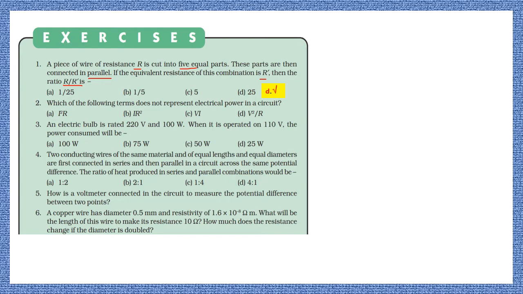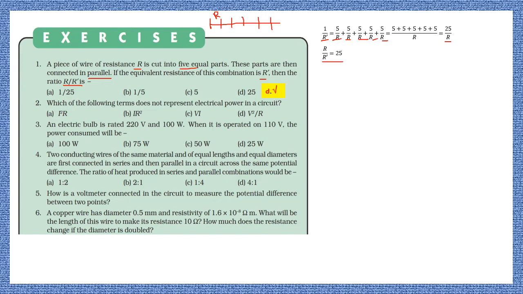Let me give you the hint how it will be 25. See, there is a wire and it is divided into 5 equal parts. 1, 2, 3, 4 and 5. ये 5 equal parts हैं, and the resistance of each is R. And now if these are connected in parallel, what will be the equivalent resistance? According to the formula, 1 upon R dash is equal to 1 by R plus 1 by R plus 1 by R plus 1 by R plus 1 by R. It means 5 upon R. So from here, R upon R dash is equal to 25. That is the correct answer, right?